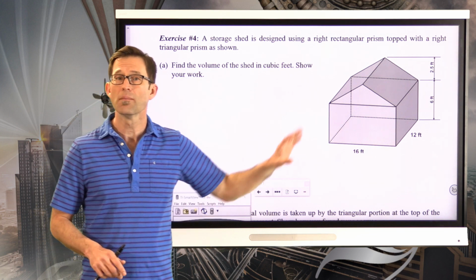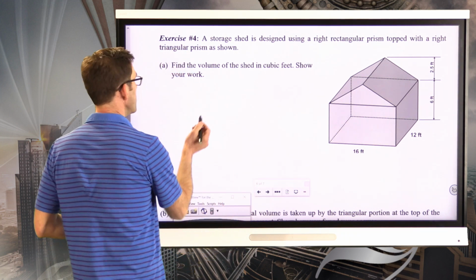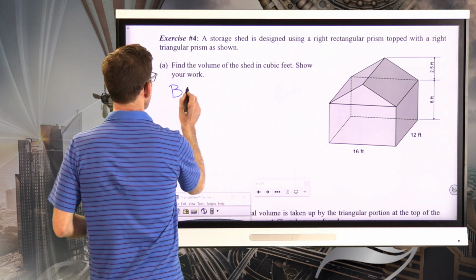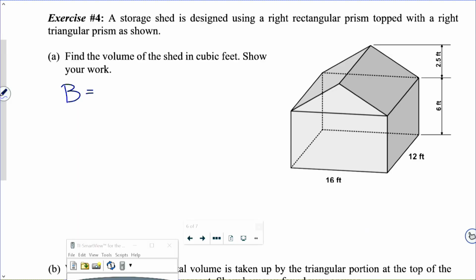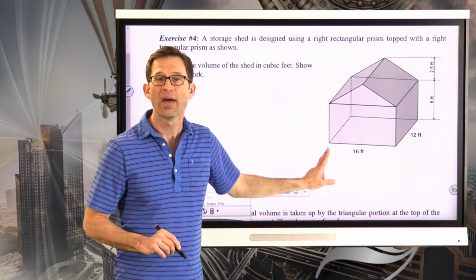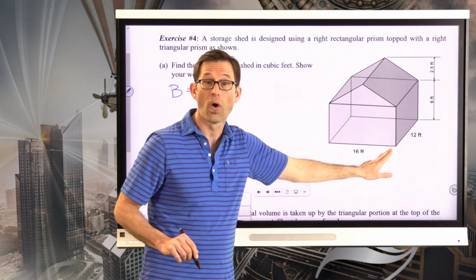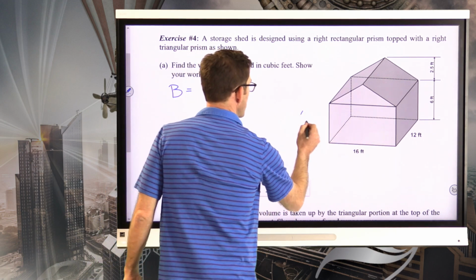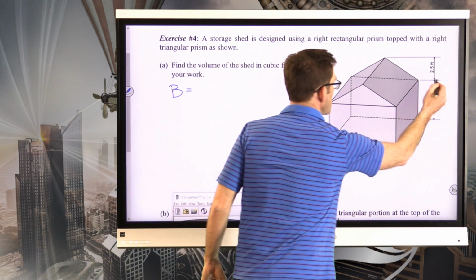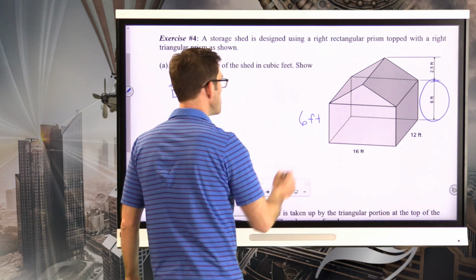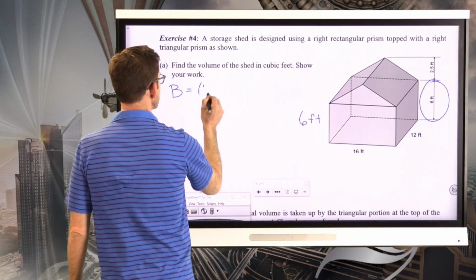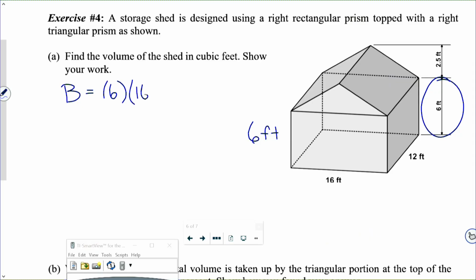All right, well, let's come up with the B, if you will, right? The B, the area of the base, is going to be comprised of two things. One is going to be this rectangle, okay? And that rectangle is 16 feet wide and 6 feet tall, right? Let me label the 6 right here so you can see it a little bit better. It's listed right here, but that's the same dimension there. So that's going to be 6 times 16, plus, so that's that rectangle.